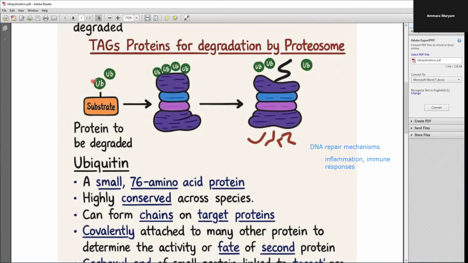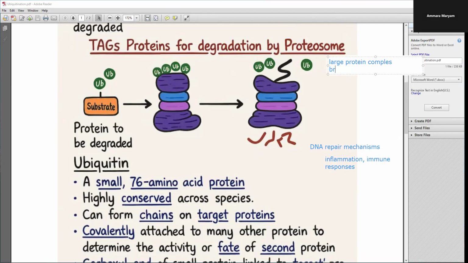After this, it needs to be brought into the cytoplasm. In the cytoplasm, there is a specific structure, the proteasome, which is a large protein complex present inside the cytoplasm, and it is basically involved in the degradation of proteins, that is, in the breakdown of peptide bonds.